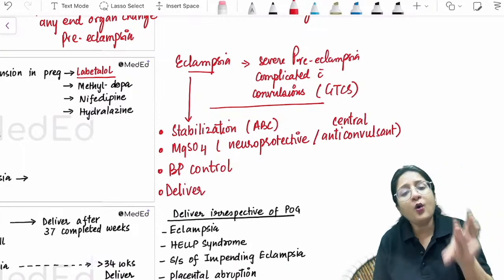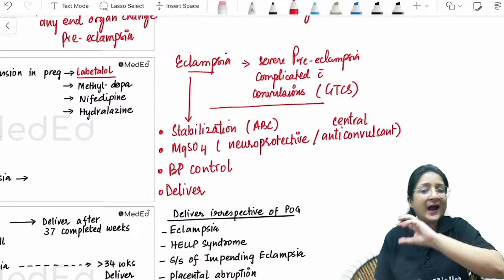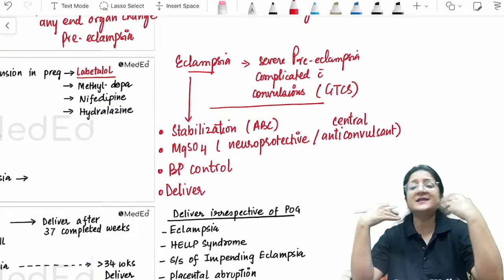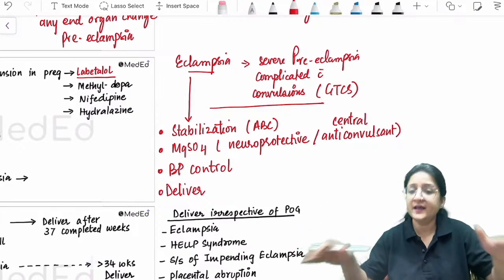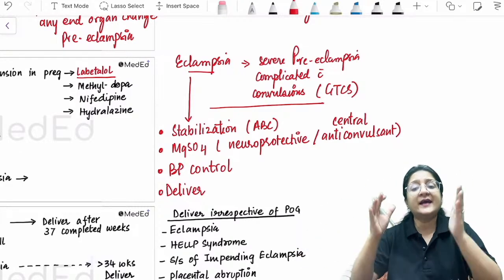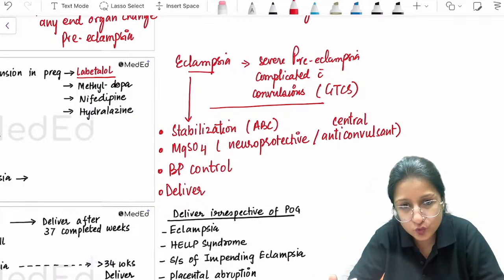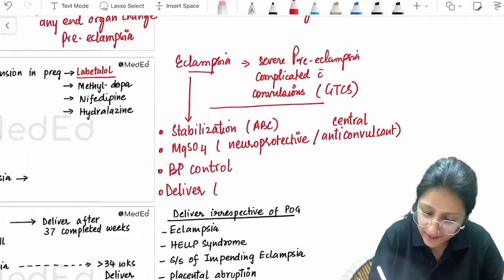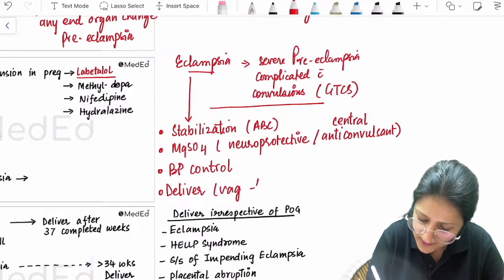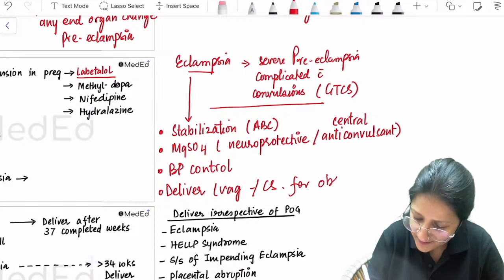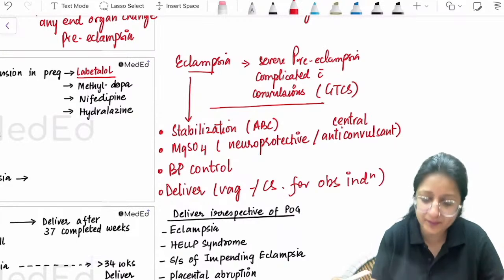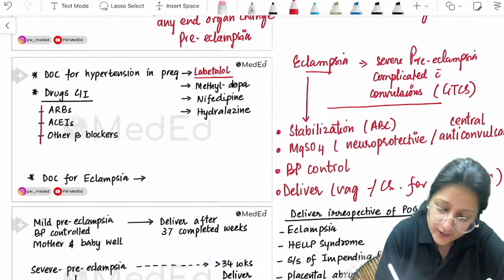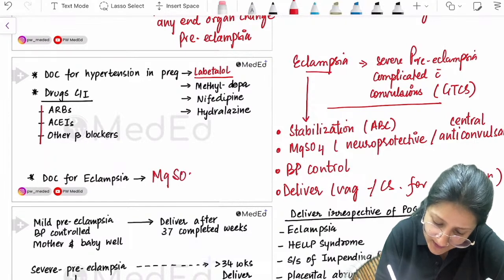There is no conservative management at all once a woman has a convulsion. Doesn't matter what gestation she is, we have to deliver. Delivery can definitely be done by vaginal route. Cesarean is done only for obstetric indications. So delivery, vaginal, cesarean section for obstetric indications. Keep that in mind. So now when they ask you the drug of choice, the drug of choice is magnesium sulfate.